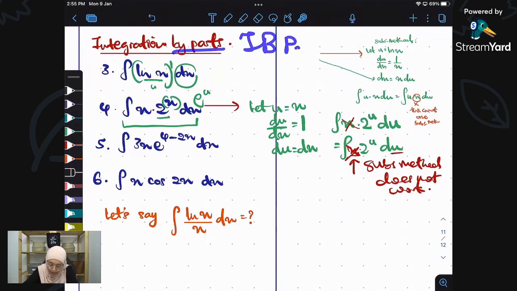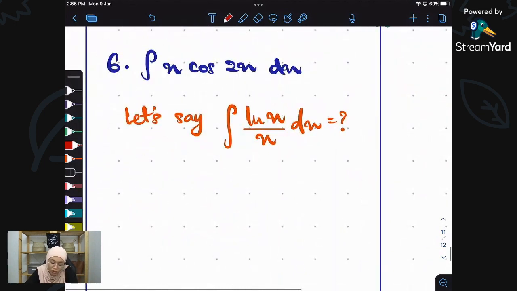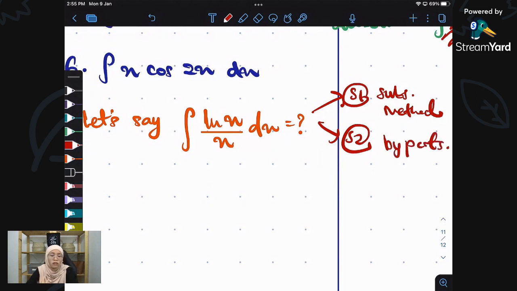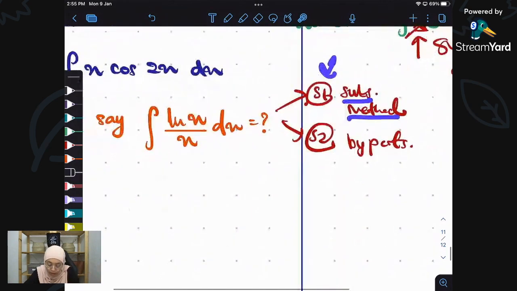Okay. Now, if you look at here, let's say lah soalan ini saya create. I create this question, okay? Then I want you to think whether I should use step 1 or straight away step 2. Macam mana nak tahu? Nak pakai substitution method ataupun nak pakai by parts? How do I know which one is the correct method to use? So the way to do it is, you jangan panik, you cuba dulu substitution method. Kalau substitution method berjaya, so you cancel lah by parts ni.